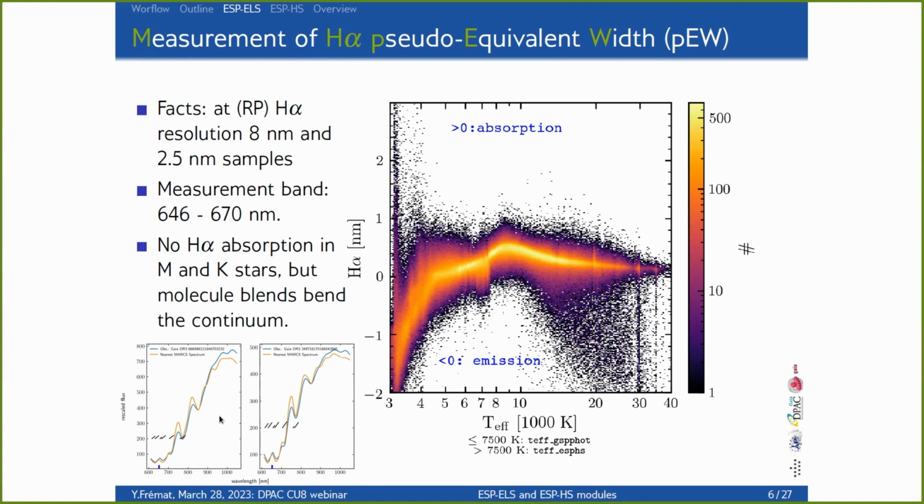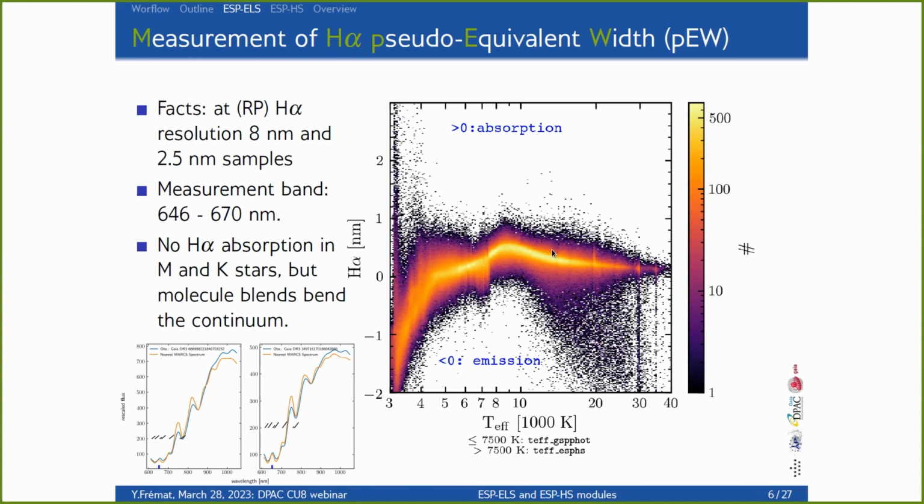To show that a bit better, I represent here on the right the variation of the direct measurement of this pseudo equivalent width as a function of the effective temperature. It's a density plot. Just to remind that even if it's a pseudo equivalent width, it still follows the same rules: absorption is generally expected when the value is positive, and emission is expected when the value is negative.